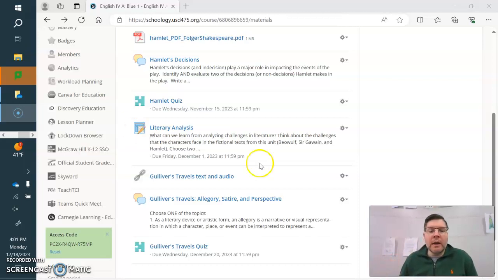So, on Schoology, I just wanted to point a couple things out. Everyone who was here on Friday did the Gulliver's Travels quiz. So, unless you weren't here Friday, you don't need to worry about that. The last thing for most of you is the Gulliver's Travels allegory, satire, and perspective. It is a discussion board. Looks like only one of you has posted that.